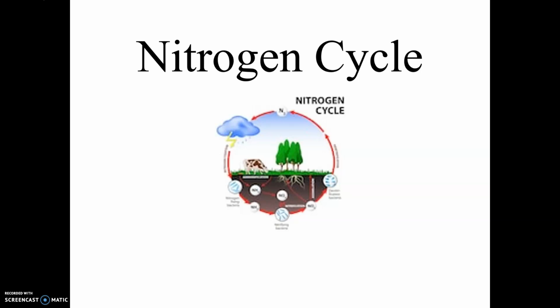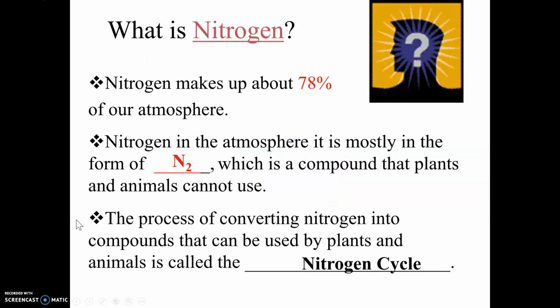So let's begin. The first thing we're going to talk about is what is nitrogen. Nitrogen is an element found on the periodic table, and it makes up about 78% of our atmosphere. Nitrogen in the atmosphere is mostly found in the form of N2, which we sometimes just call atmospheric nitrogen. This is a compound that plants and animals actually cannot use. So we have to convert this atmospheric nitrogen into compounds that can be used by plants and animals. This process is called the nitrogen cycle.